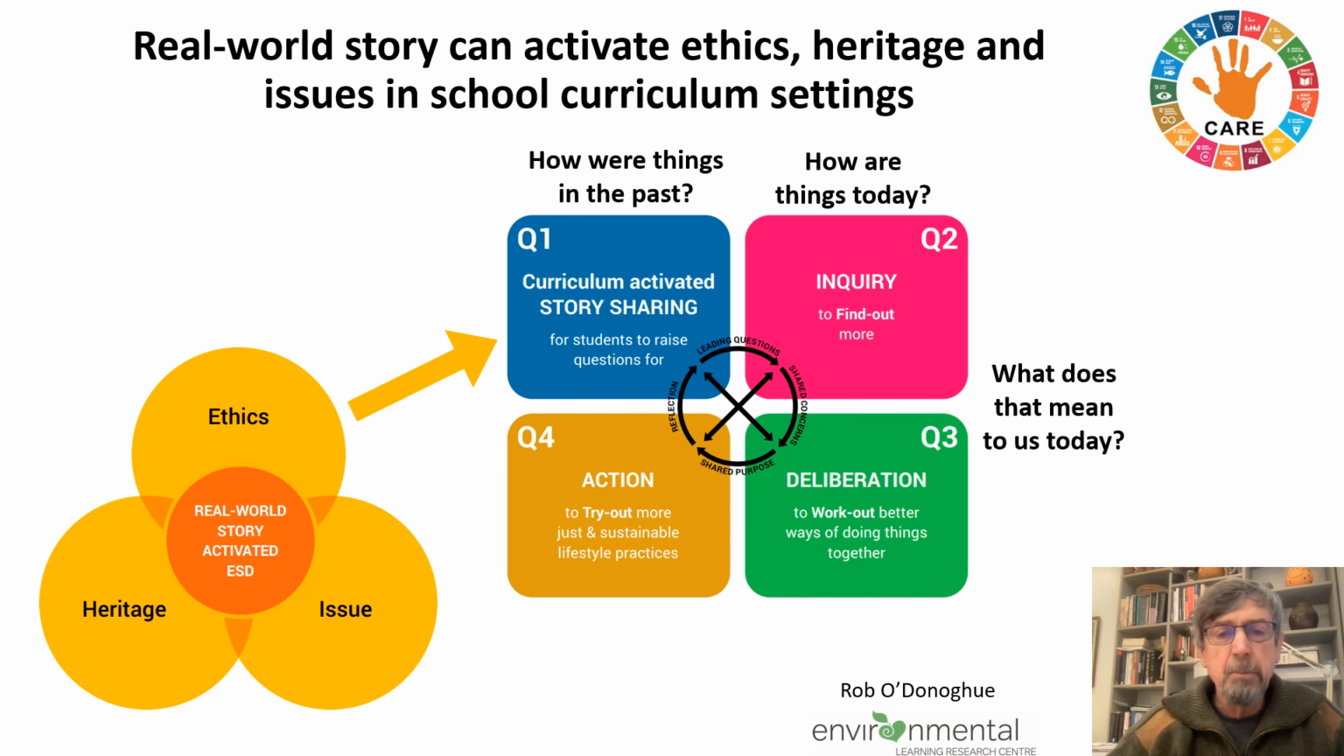This is often a deliberative, or a lot of debate goes on based on the evidence of the inquiry in quadrant 2. And then finally, moving on to, well, how can we make things better together by taking action to try out new just ways and sustainable ways of being and doing things together.